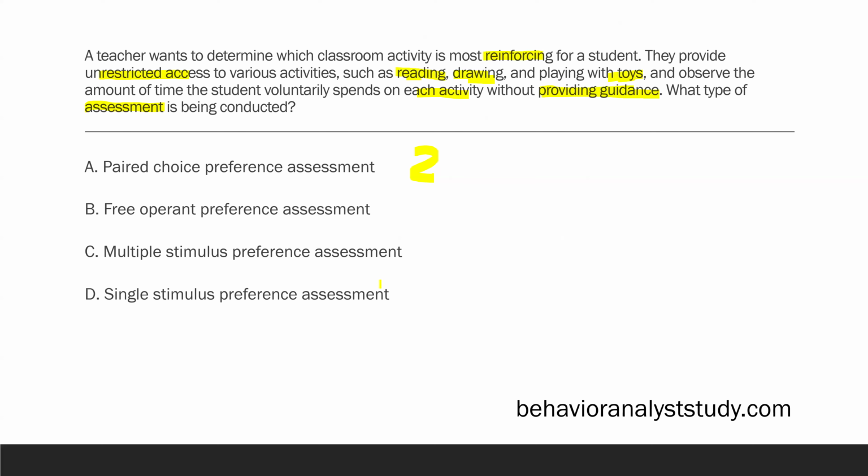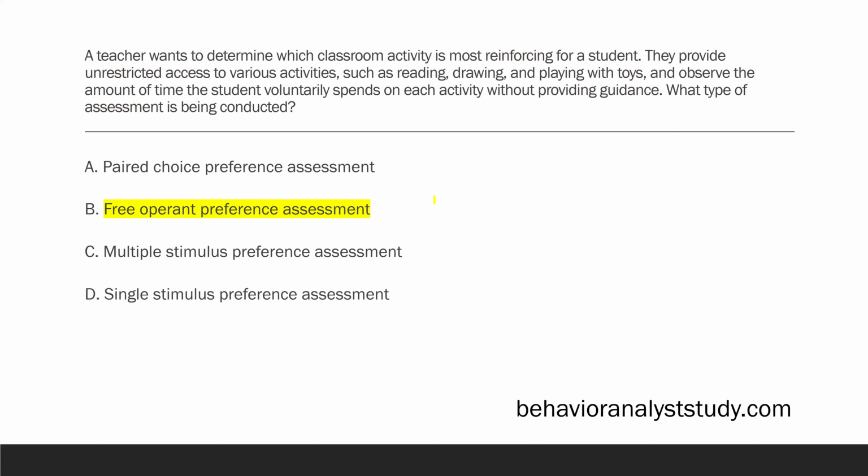What about C, multiple stimulus preference assessment? We are assessing multiple stimuli here, right? But a multiple stimulus preference assessment is very systematic. We're either doing a with or without replacement assessment where we're controlling everything. In this case, this is learner-led. It's much more free operant. And then D, single stimulus preference assessment, is going to be one stimulus at a time. We know it can't be the case here because there is unrestricted access to all these different activities and stimuli. So in this case, it must be free operant.